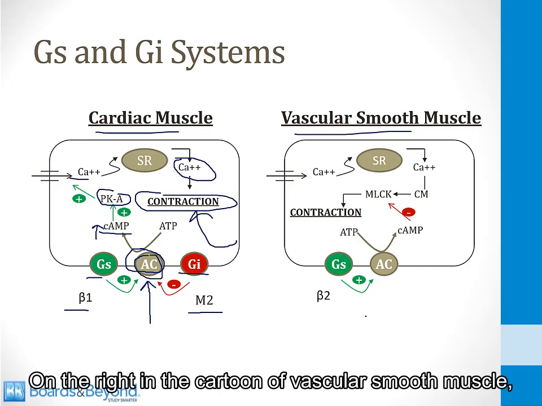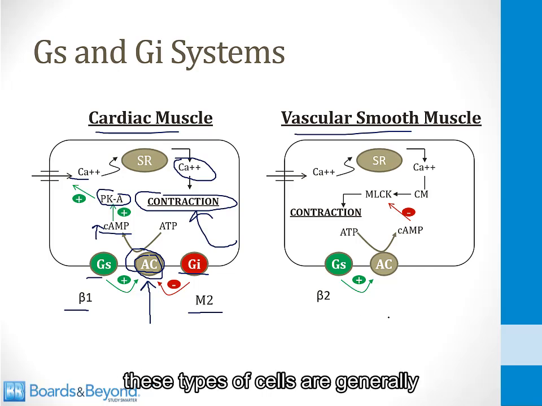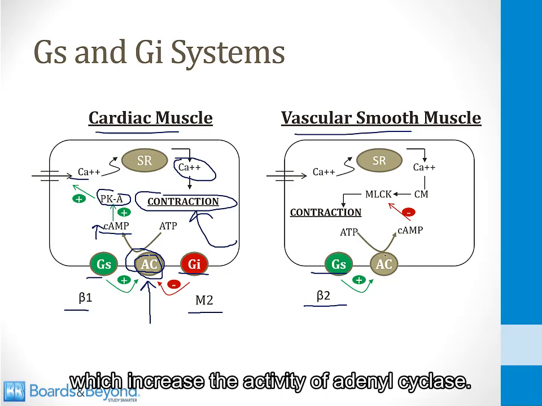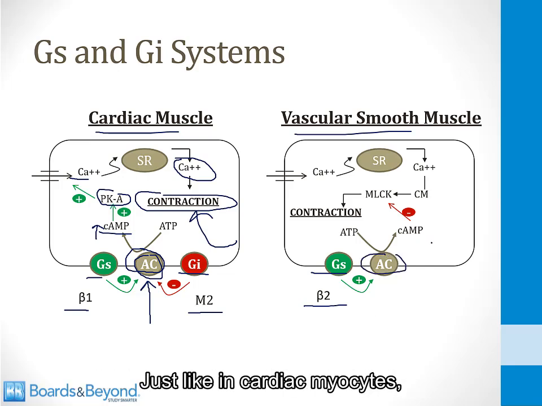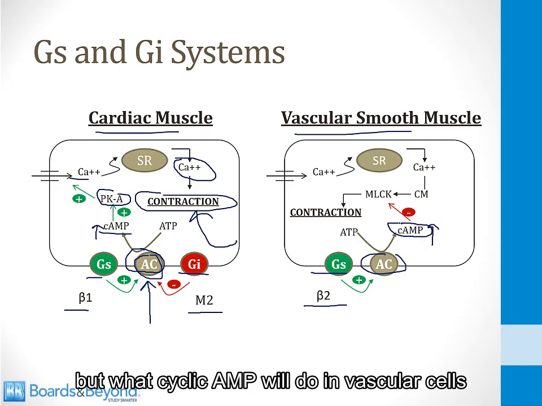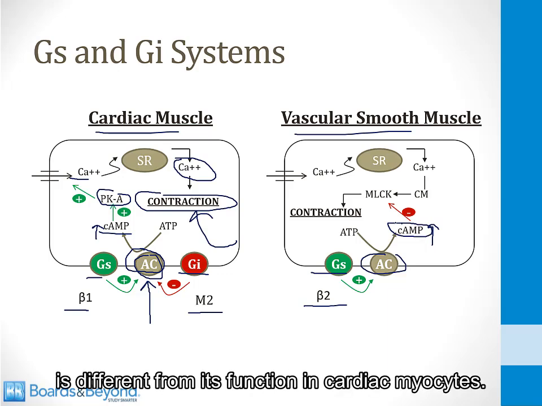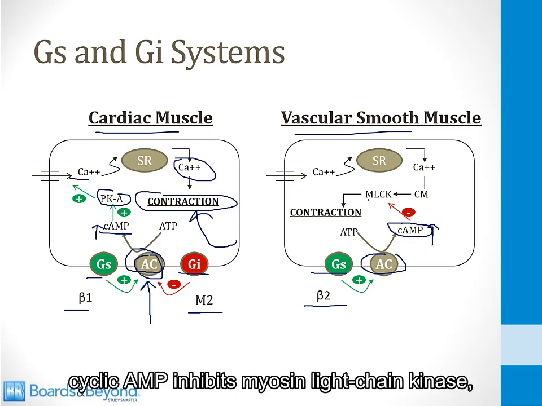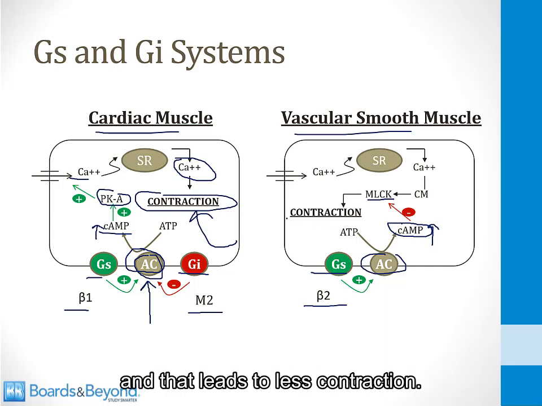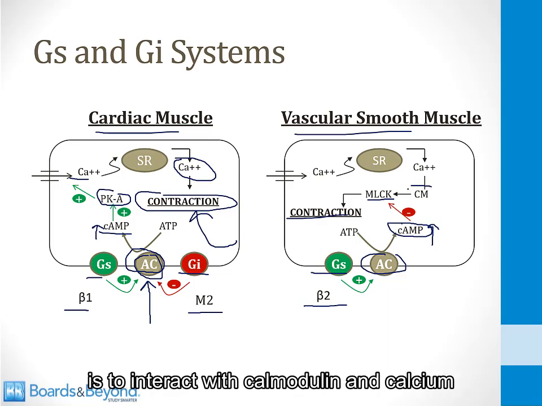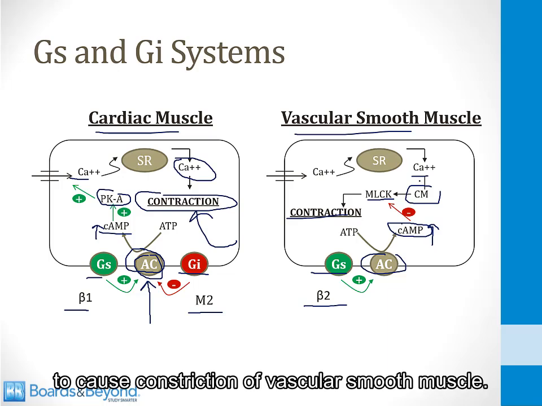On the right, in the cartoon of vascular smooth muscle, these types of cells are generally only influenced by Gs proteins. Beta-2 receptors can activate Gs proteins, which increase the activity of adenylyl cyclase. Just like in cardiac myocytes, this will raise the level of cyclic AMP, but what cyclic AMP will do in vascular cells is different from its function in cardiac myocytes. In smooth muscle cells, cyclic AMP inhibits myosin light chain kinase, and that leads to less contraction. The normal function of myosin light chain kinase is to interact with calmodulin and calcium to cause constriction of vascular smooth muscle.